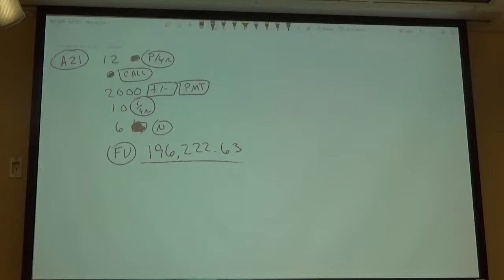$196,222.63. Everybody get that? If you didn't get that, you more than likely did not change the term or change the number of compounding periods from 1 to 12. Or the sign. But the sign's not going to make the difference in this particular problem. It's really going to be whether or not you put it in as monthly versus annual.